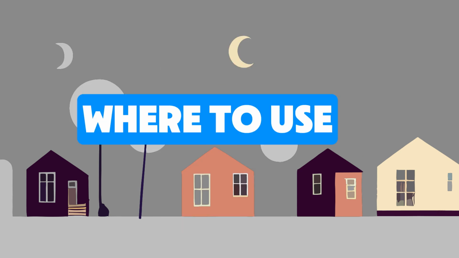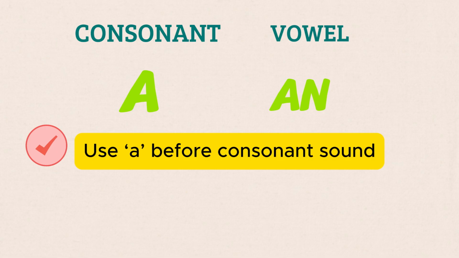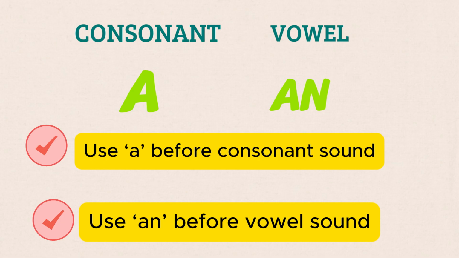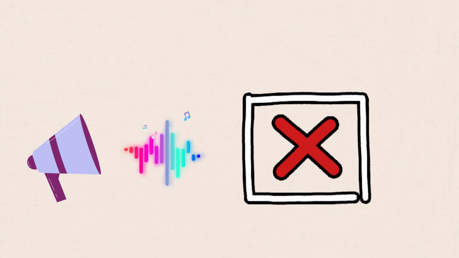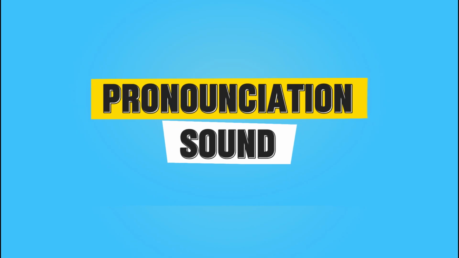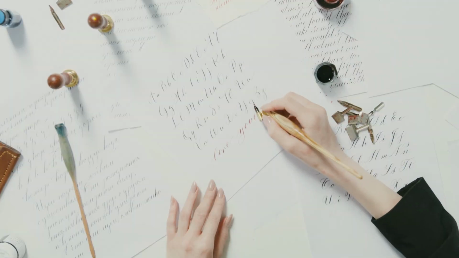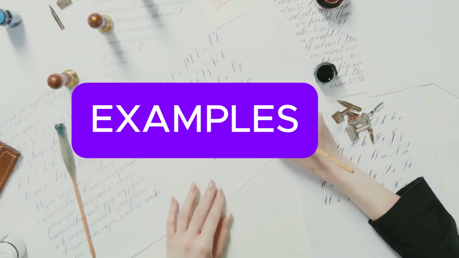Where to use a and an? Use a before words that start with a consonant sound and an before words that start with a vowel sound. Notice that I said sound and not letter. A noun may start with a consonant or vowel letter, it doesn't matter. The actual sound matters. English has some tricky exceptions. So, let's look at a few examples.